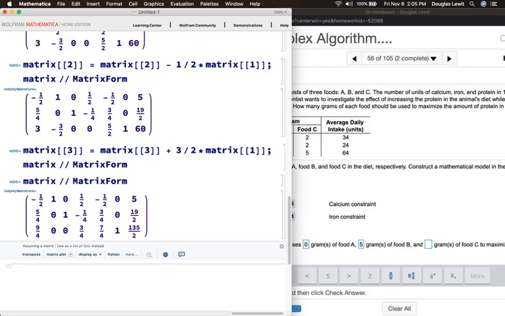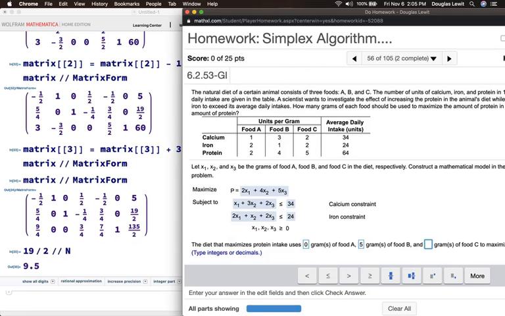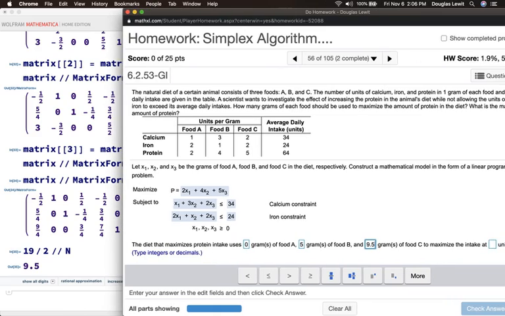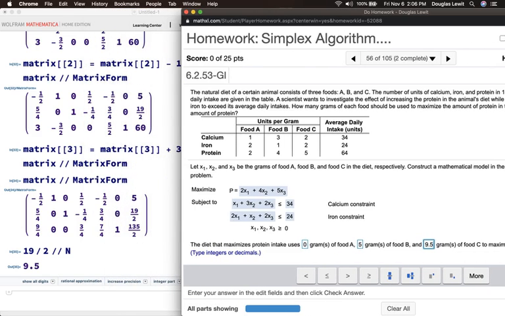So here in the food C column, the 1 is in the second row, and if I go to the end of that row, I see the number 19 halves. Well, 20 halves is 10, so 19 halves should be 9.5. So then the answer is 9.5 grams of food C to maximize the intake, and the maximum amount of protein.